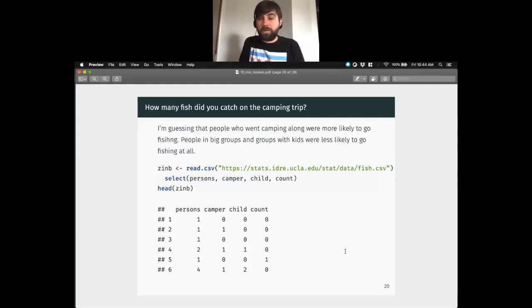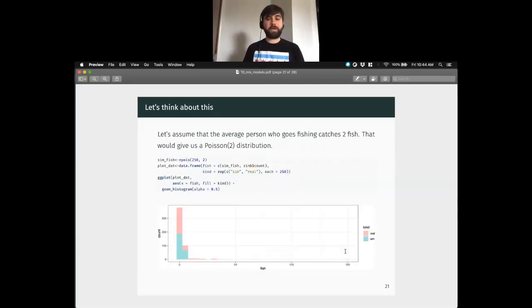So we're going to build a model that's going to simultaneously account for the probability that they fished at all and how many fish they caught. We're going to allow for excess zeros, right? We're going to allow for 0 to be higher than it would be if we had an ordinary count model. Okay, so if we assume that the average person who goes fishing catches 2 fish, we're going to make a Poisson with a lambda of 2, right? Then this is the distribution we get.